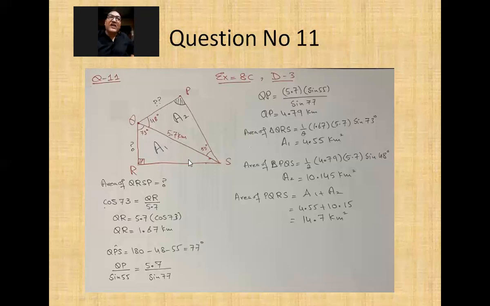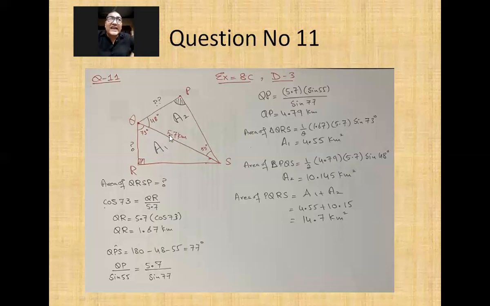So this side is 4.79 kilometers, you know this side, that's 5.7 kilometers, and you know the angle between them is 48 degrees. So you can find the area of this triangle very easily. The formula is 1/2 ab sin theta. So 1/2 × 4.79, which is this side, multiply with 5.7, which is this side, multiply sin 48, which is this angle. In your calculator, you will write 1 divide 2 multiply 4.79 multiply 5.7 multiply sin 48 equals, and that will be 10.145 kilometers squared. So this is the area of this second triangle.